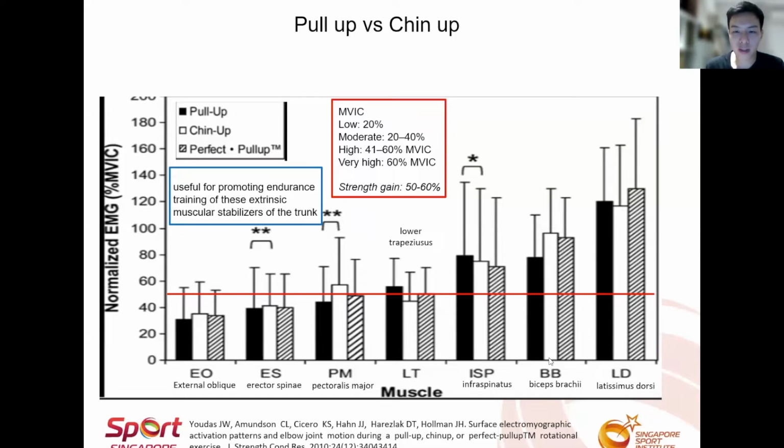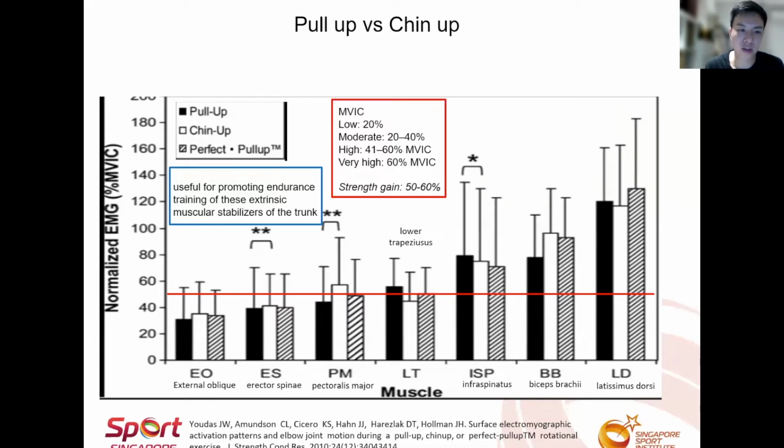For the biceps, the chin-up is better. Your infraspinatus is quite similar. For your lower traps, you target them more during the pull-up. For your pecs, the chin-up has higher potential. While for your external oblique and your erector spinae, even though neither exercise hits the 50 to 60% for strength gain, the paper states that it's useful for promoting endurance training of the muscular stabilizers of the trunk.